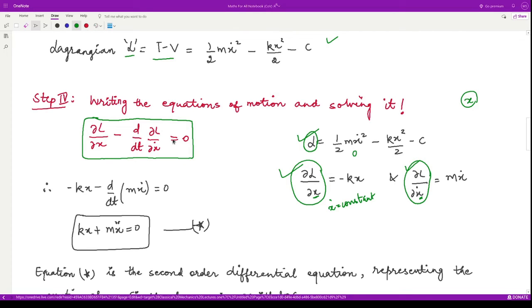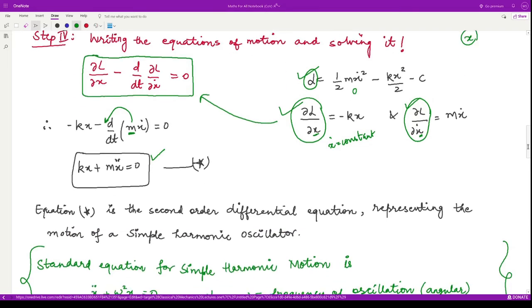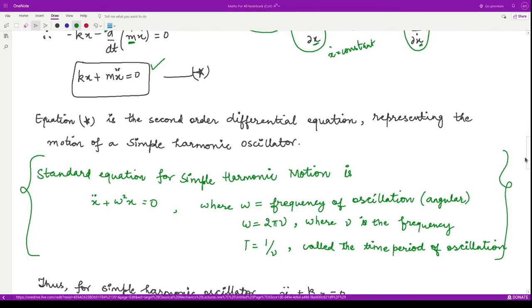Once you have these terms, you can plug these values into this equation. You'll get something like this. Now, mass being constant, you can take the mass out of this derivative. Now you can differentiate x dot, and you will get x double dot, the second derivative of x with respect to time. So this is the second order ordinary differential equation representing the motion of a simple harmonic oscillator.